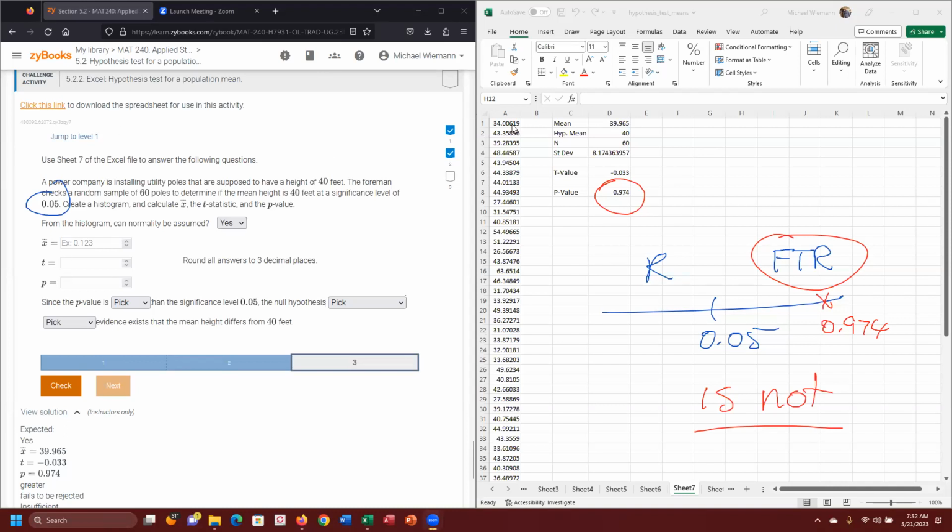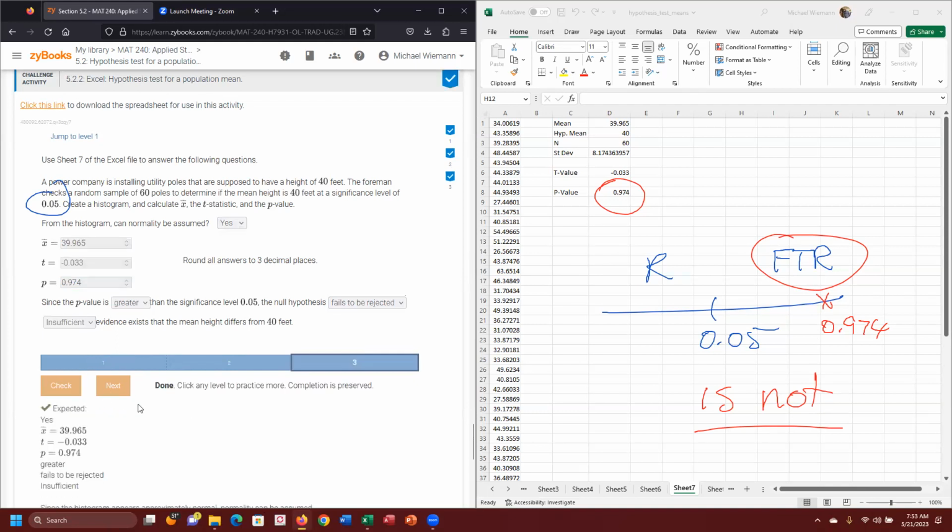So our X bar, our mean, 39.965. Our t value, negative 0.033. P-value, 0.974. P-value is greater, so it fails to be rejected, sorry, insufficient evidence. That's what I just said a second ago. All right, so insufficient evidence, check the answer, and we're good to go.